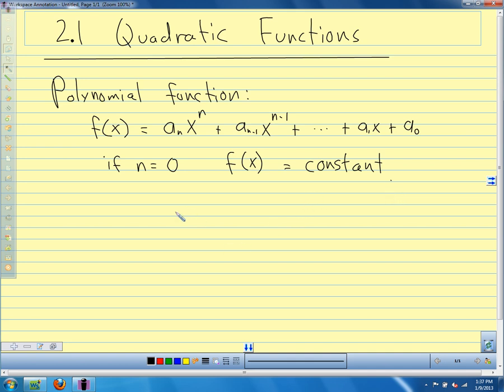If n equals 1, so the highest power on x is 1, then we have a linear function. We just have y equals something like 3x plus 5. So if n equals 1, f of x, we say, is a linear function. An example of that would be, like I said, f of x equals 2x plus 3. The highest power on x is 1. If we have n equals 2, that's when we have a quadratic function.